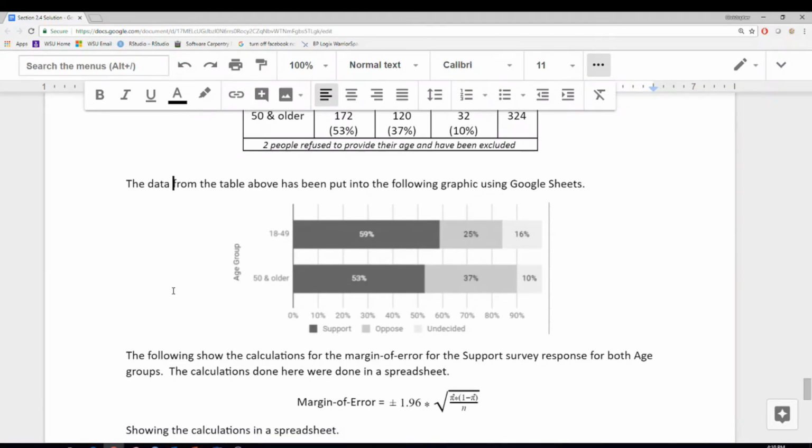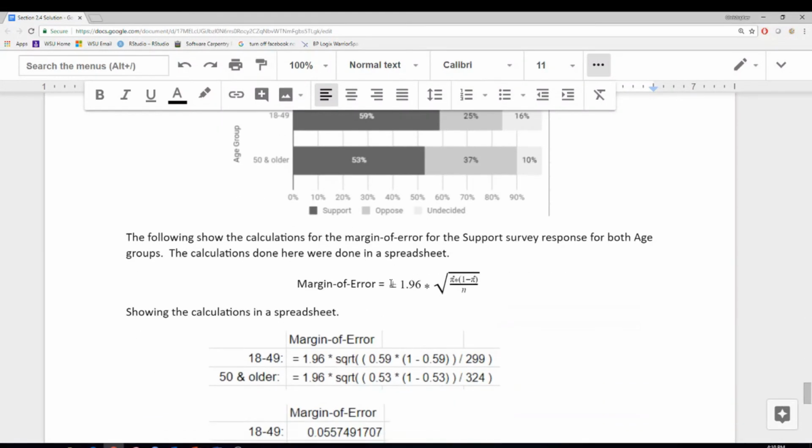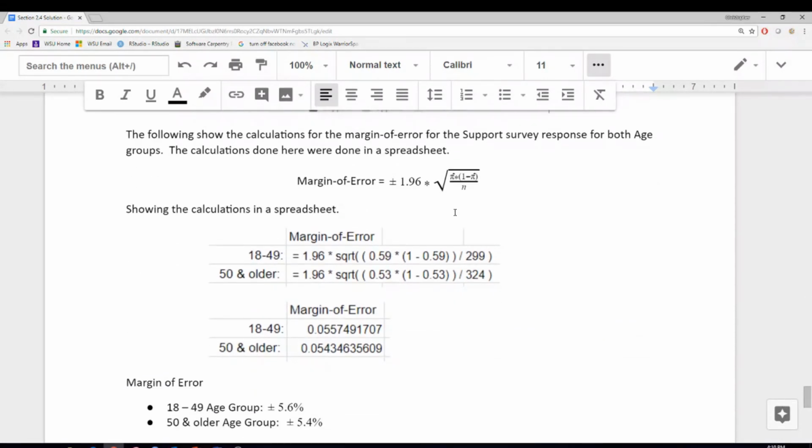So let's go ahead and compute the margin of error for both the 18 to 49-year-olds for those that support, for this bar here, and then also the 50 and older group. Calculations again are simply 1.96 times the square root of pi hat times 1 minus pi hat, divided by n. And I went ahead and did those calculations in a spreadsheet. You can just type those in real carefully here. You can do these on your calculator as well.